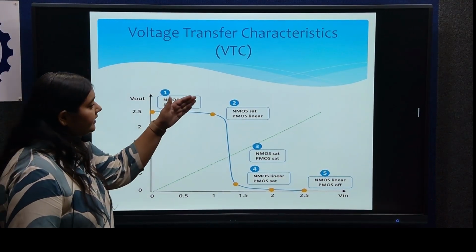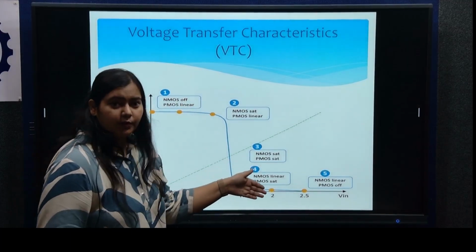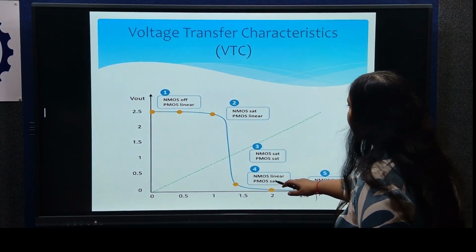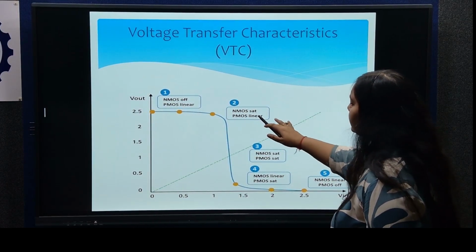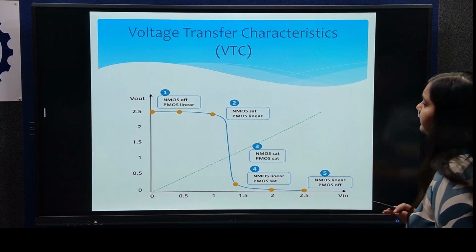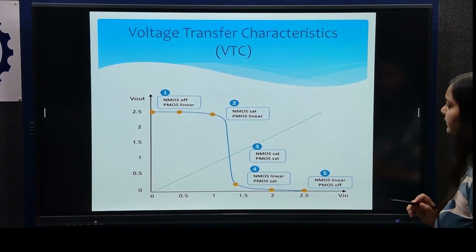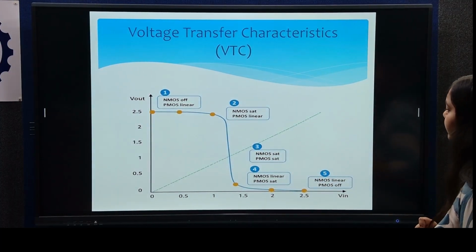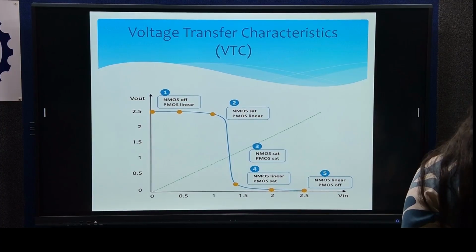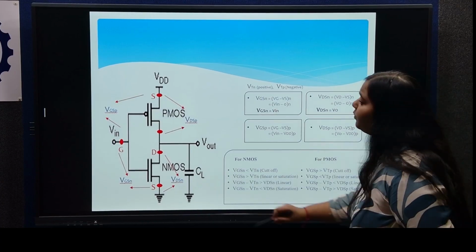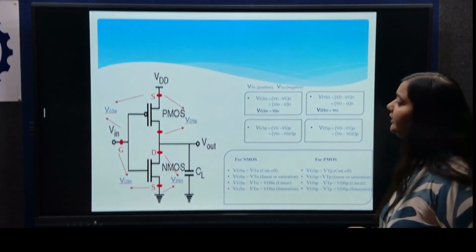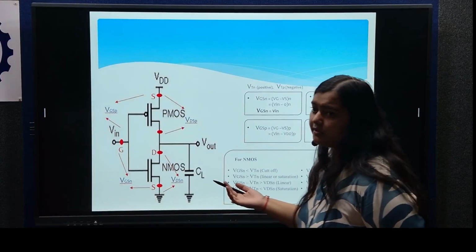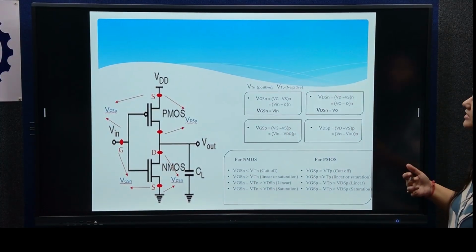Similarly, region 4 is opposite to region 2. In region 4, NMOS is linear and PMOS is saturation, while in region 2, NMOS is saturation and PMOS is linear. So we have discussed regions 1, 2, 4 and 5. Now region 3 is left. In region 3, NMOS is in saturation region and PMOS is also in saturation region. Both transistors are on, so the device is in an unstable mode.